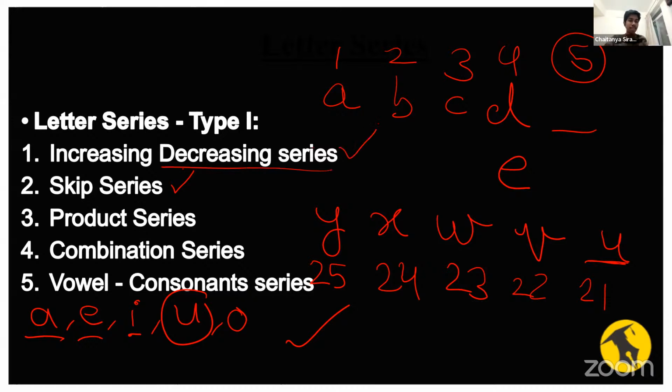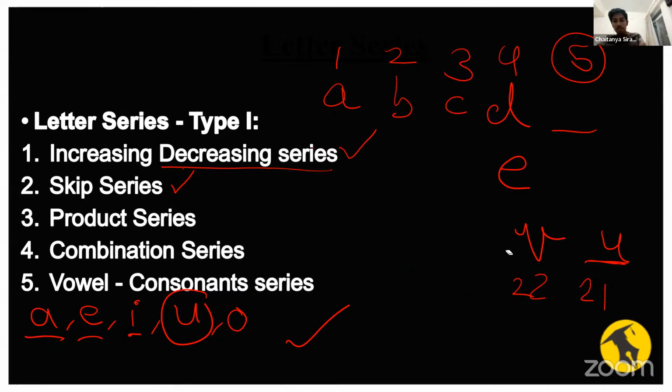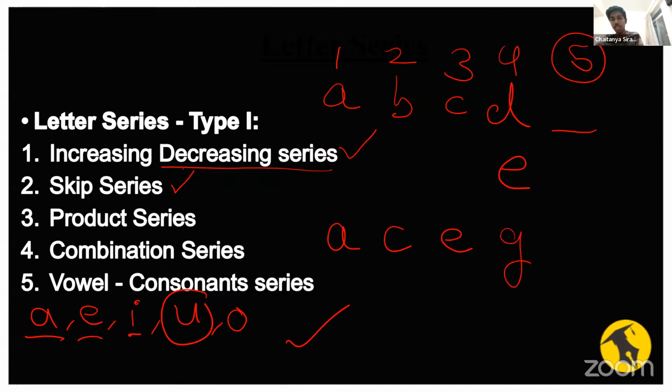For skip series, as I said, if they are skipping some terms in between, then it's called a skip series. So let's say I was given A, then C, then E, and next will be what? G. So if you ask for the fifth term, here I am doing a plus 2 every time.